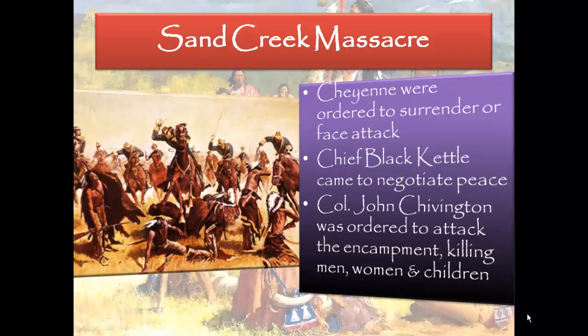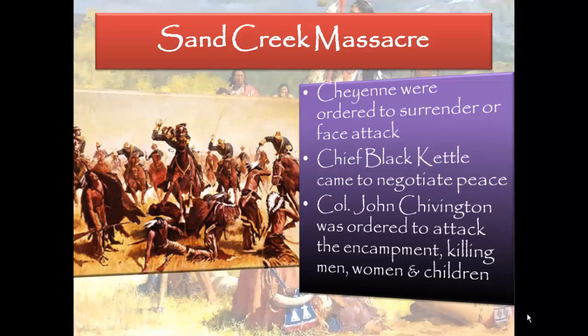Ultimately, the territorial governor tells the Cheyenne to surrender or face attack. Many Cheyenne did, and there were still those out there that did not. Chief Black Kettle brought his men to Sand Creek to negotiate a peace. Notice it was not surrender. And so there were men, women, and children located there.